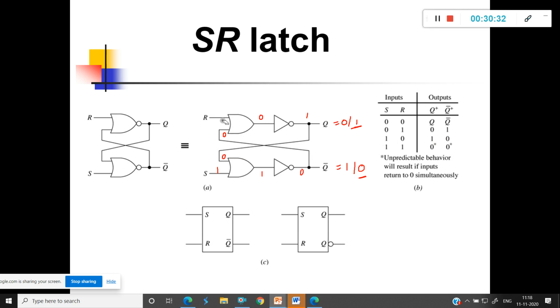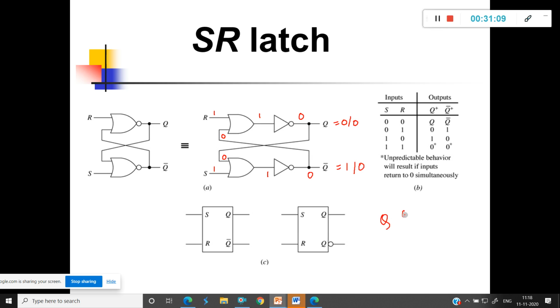Next, the last row. When S is 1, R is 1, assuming Q is 0, Q bar is 1. So this 0 will come here. 0 or 1, I will get 1. Here I will get 0. So this one I will get 0. This 0 I have applied here. 1 or 0, I will get 1. 1 bar, I am getting 0. This one I will get 0. See students, on both the sides I am getting 0.